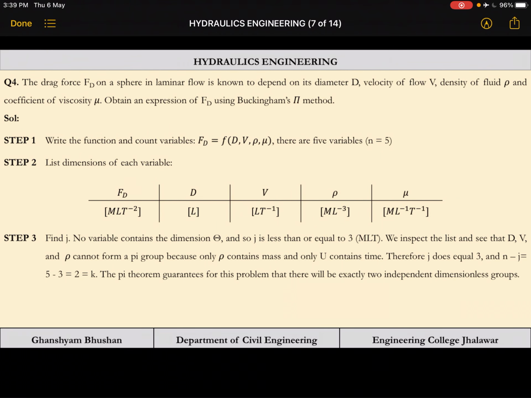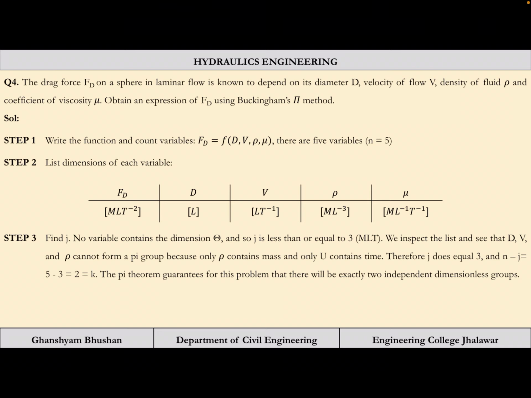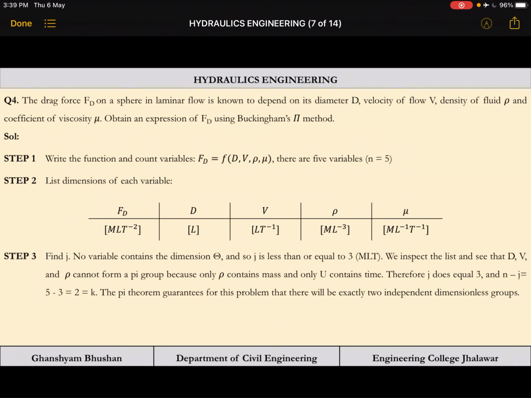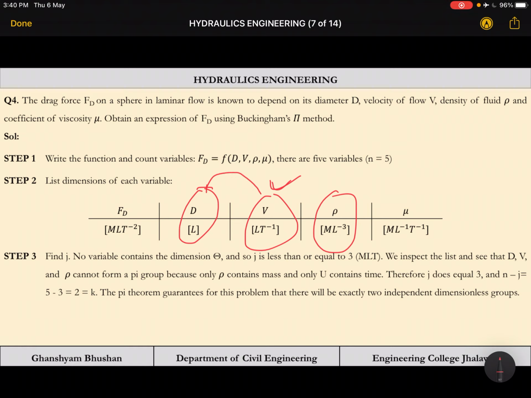So step number 1 is functions. You have to write the function and count the variables. So total variables are 5: Fd, diameter, velocity, density, and viscosity. Now we have to check the dimensions. So Fd, d, v, rho, and mu. Why am I telling you to choose from geometric, kinematic, and dynamic parameters? Because here you can see L is there, T is there, and M is there. So if I am multiplying v, d, and rho, they are not going to make a pi group.